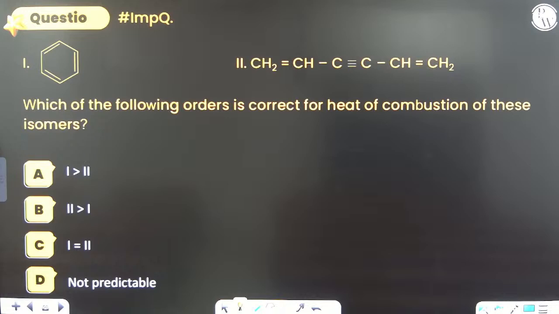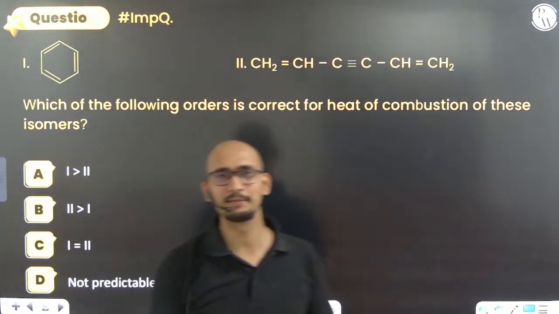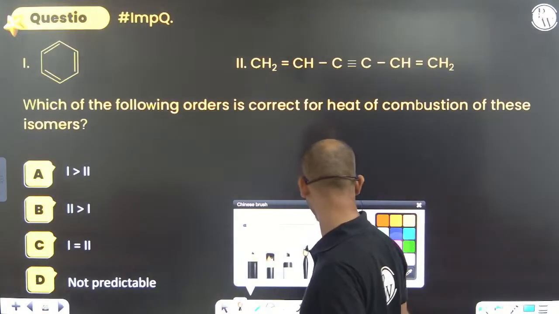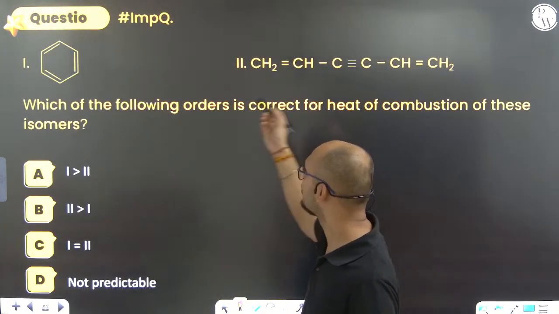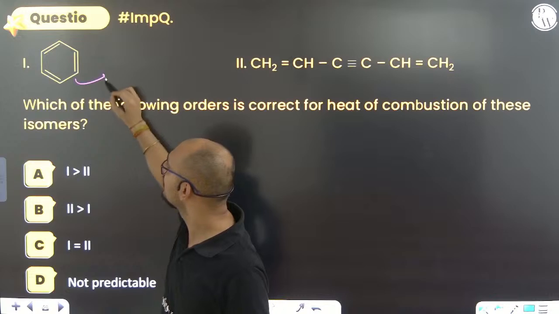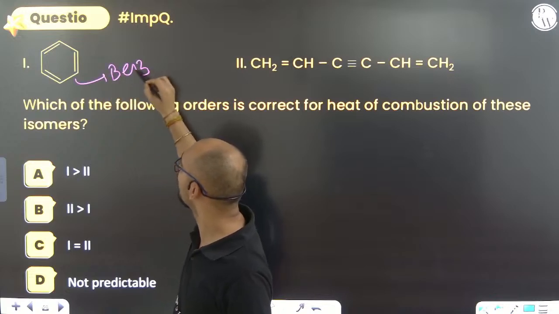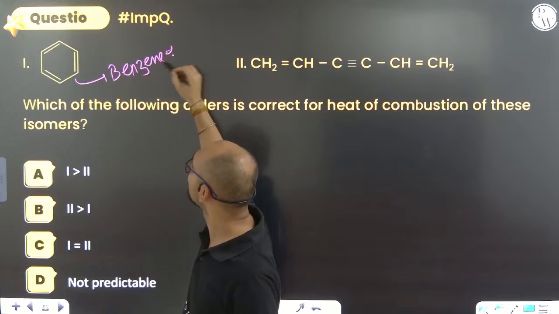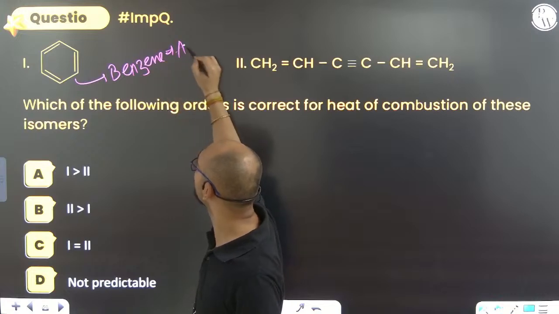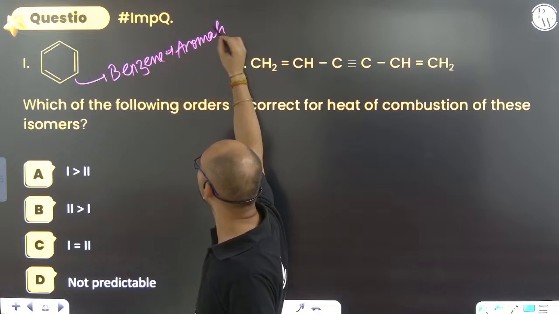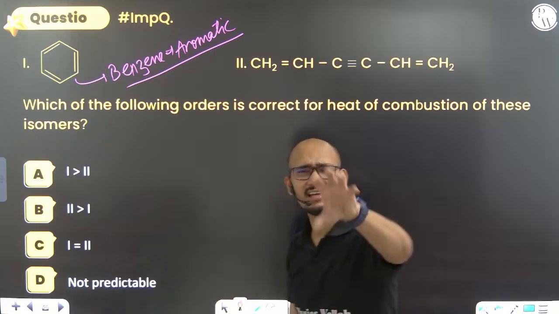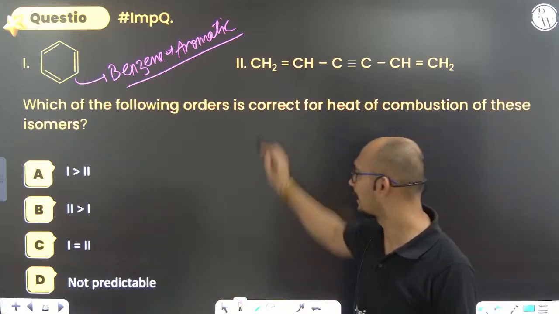Next, which of the following orders is correct for the heat of combustion of these isomers? Again, you can go with the same thing, because it is just the opposite of stability. Can you see it is benzene, and everyone knows that benzene is not just resonance stabilized, it is aromatic. It is aromatic because we know that aromaticity gives the maximum stability.